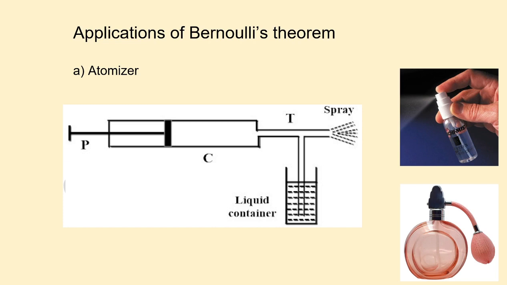So the atomizer is a device to spray a liquid or make a liquid into a jet of tiny droplets. So the principle behind the working of atomizer is Bernoulli's theorem. You know, according to Bernoulli's theorem, if the velocity of a fluid increases in a region, the pressure decreases in that region, and vice versa, in order that the total energy remains constant.